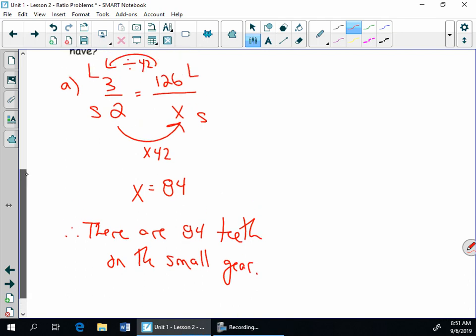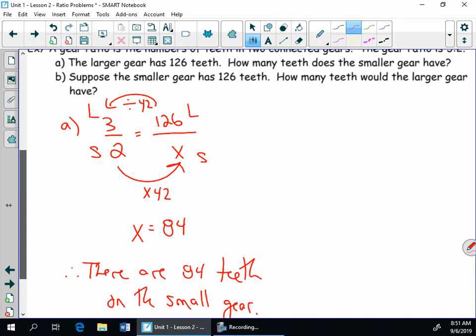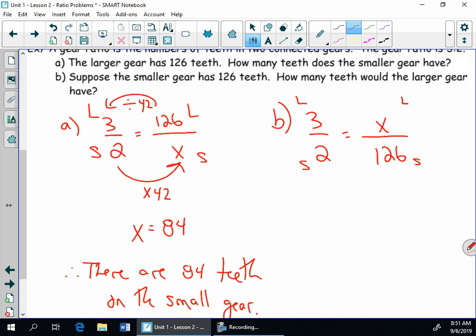Okay, let's try part B of this question. Suppose the smaller gear has 126 teeth. How many teeth does the larger gear have? Let's give it a try. What's the ratio we know? 3 to 2, large and small. What do we want to find out? 126 teeth on the small one, and I don't know how many on the large one. So same numbers, right? Just in a different pattern here.